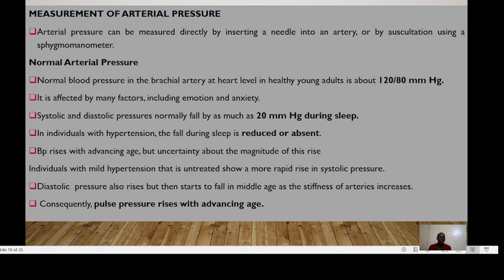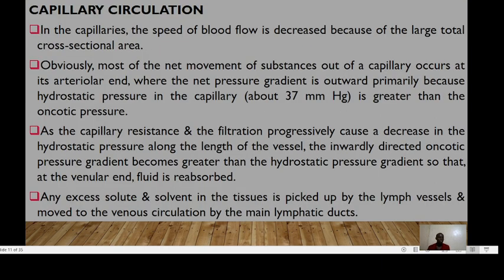So individuals with mild hypertension that is untreated show a more rapid rise in systolic pressure. Diastolic pressure also rises, then starts to fall in middle age as stiffness of arterioles increases. Consequently, pulse pressure normally rises with advancing age.